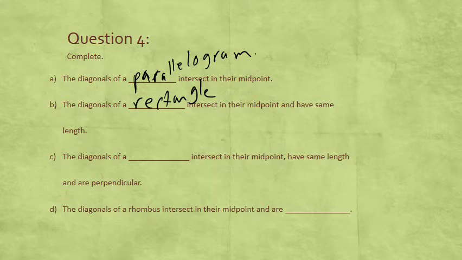Jad, the diagonals of a blank intersect in their midpoint, have the same length and are perpendicular. Which quadrilateral? Square. What about now? The diagonals of a rhombus intersect in their midpoint and are perpendicular. Yes.